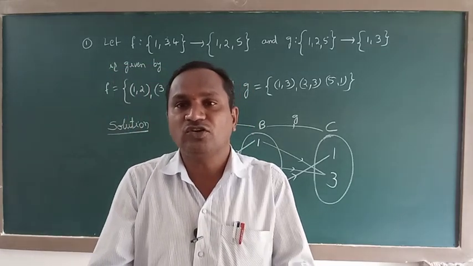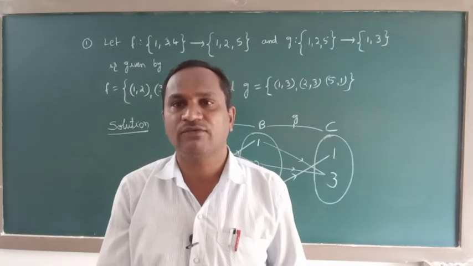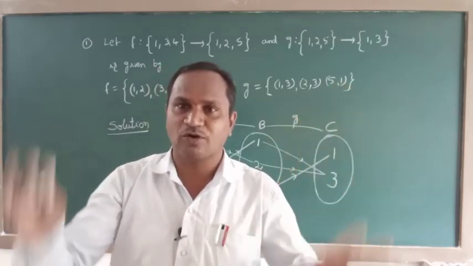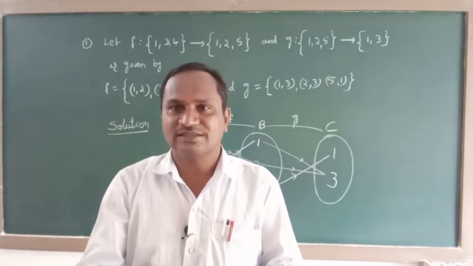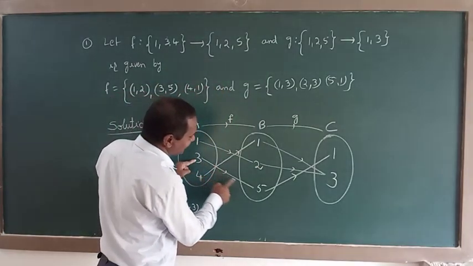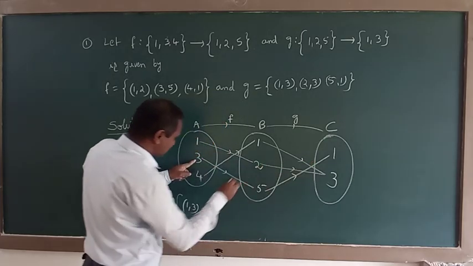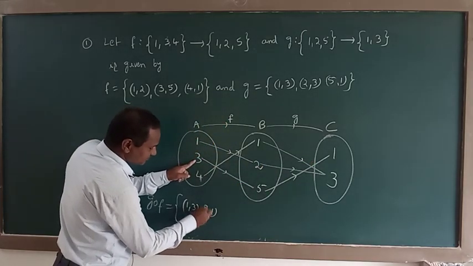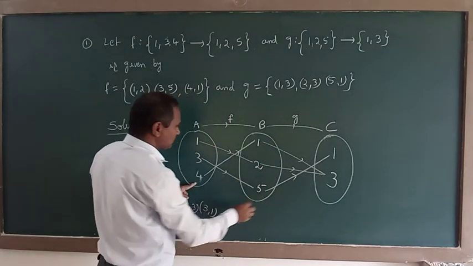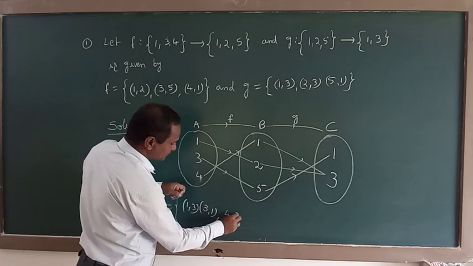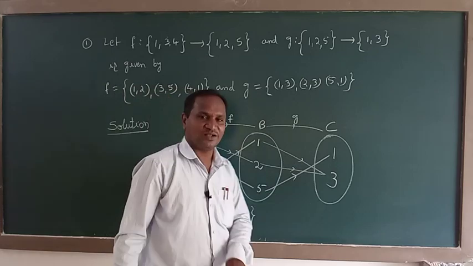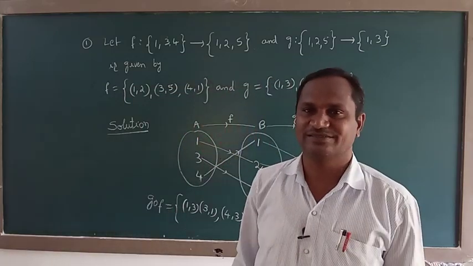But if you want to know which elements you are getting for g circle f, we need the set B. After getting the element, leave it, no problem. Put set B there like this: 3 to 5 and 5 to 1, exclude 5, we get 3 comma 1. 4 to 1 and 1 to 3, exclude 1, we get 4 comma 3. That's all.